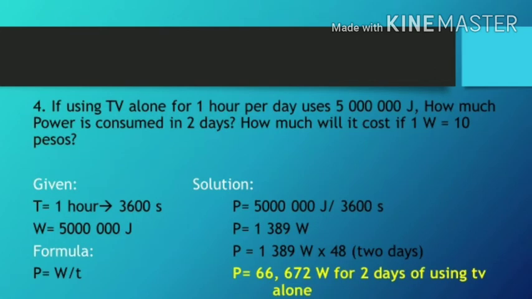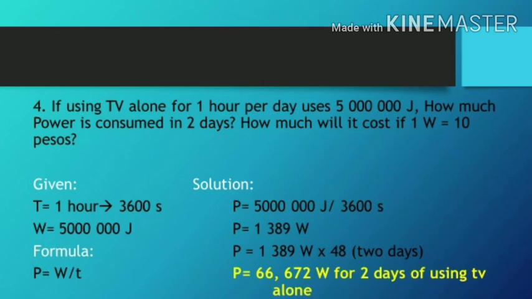Another example problem. If using TV alone for 1 hour uses 5 million joules, how much power is consumed if you use TV straight for 2 days without turning off? How much will it cost if 1 watt is equal to 10 pesos? Givens are: time is 1 hour. Convert to seconds. 1 hour is equal to 3,600 seconds. Work is 5 million joules.